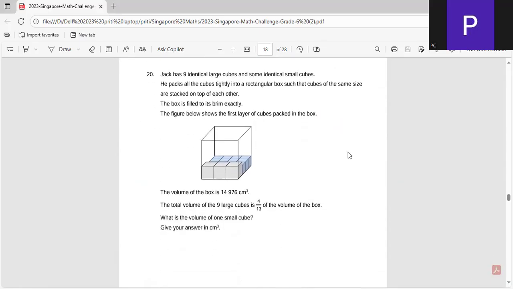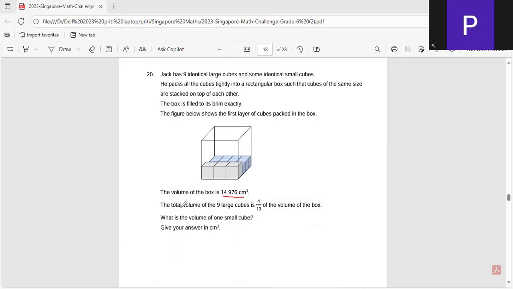Question number 20. Jack had 9 identical large cubes and some identical small cubes. He packs all the cubes tightly into a rectangular box such that the cubes of the same size are stacked on top of each other. The box is filled to its brim exactly. The figure below shows the first layer of the cubes packed in the box. The volume of the box is 14,976 cubic centimeters. The total volume of the 9 large cubes is 4/13 of the volume of the box. What is the volume of one small cube?